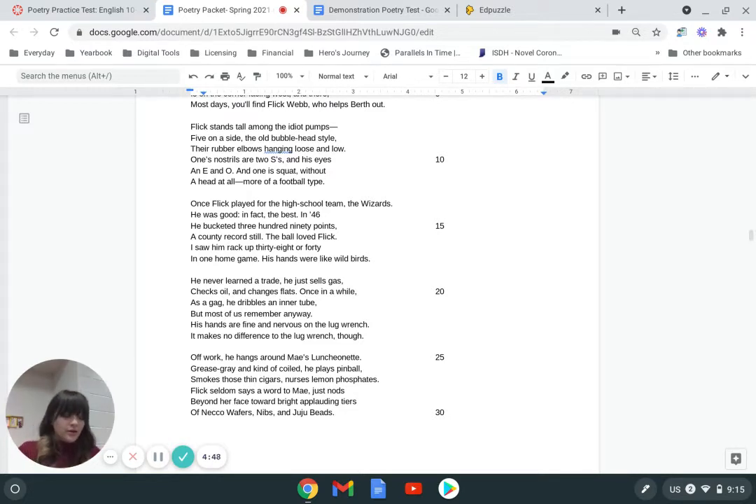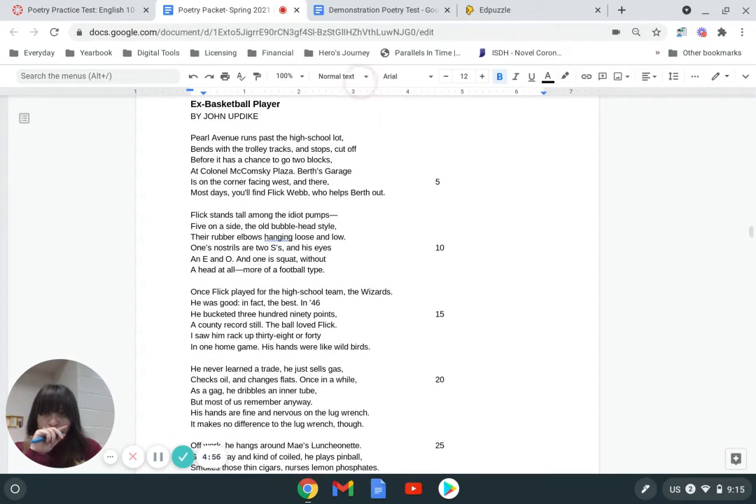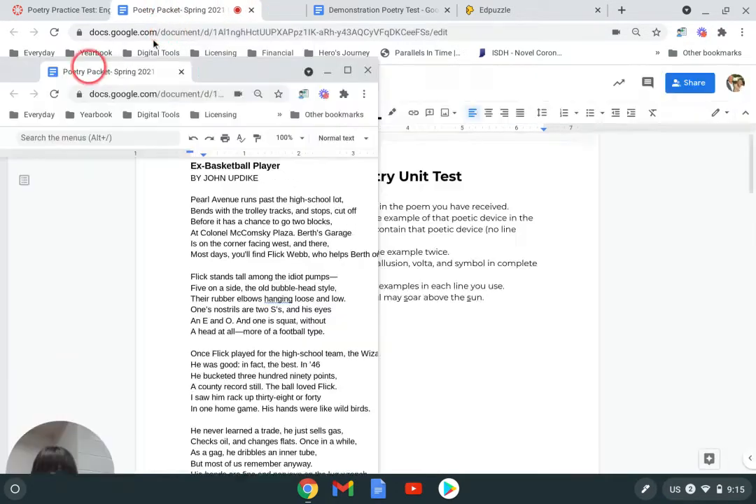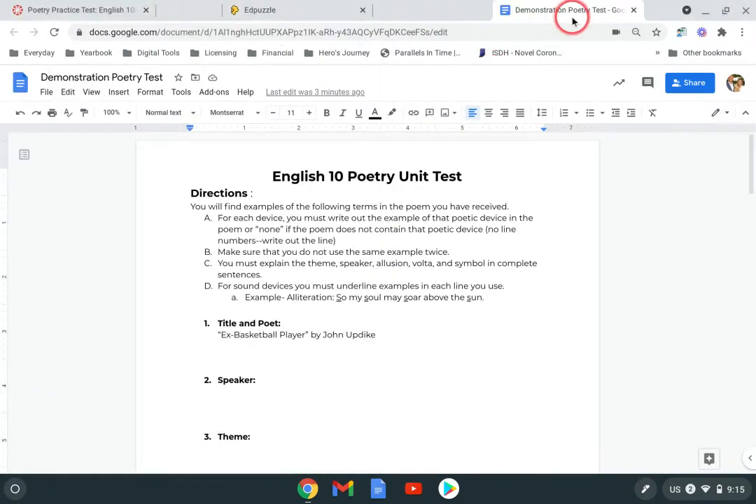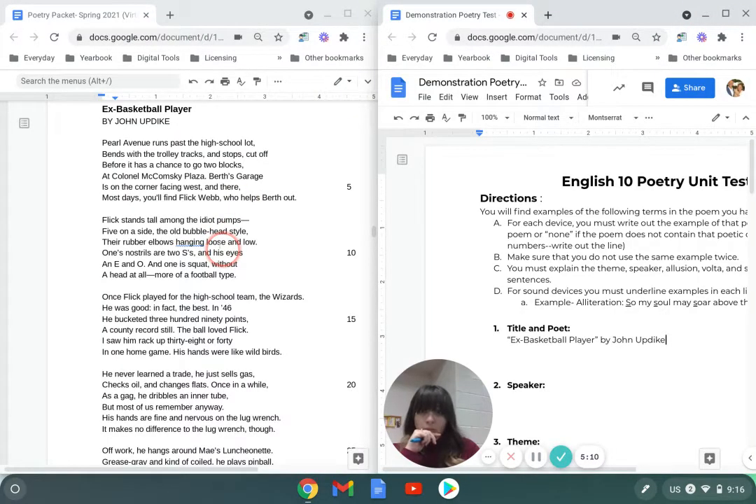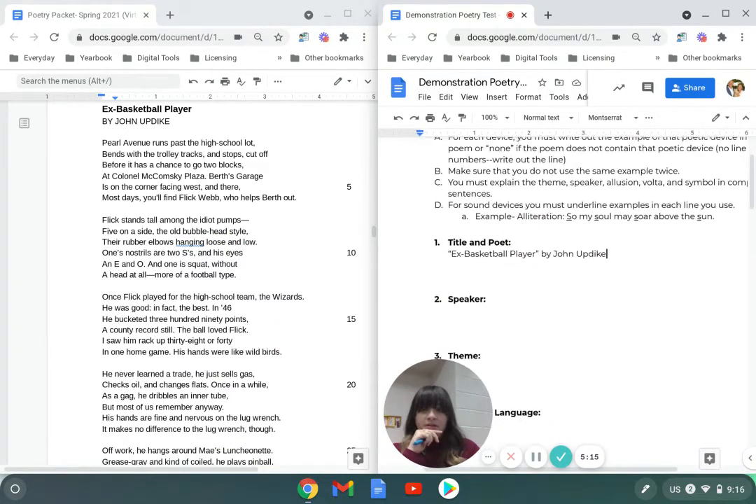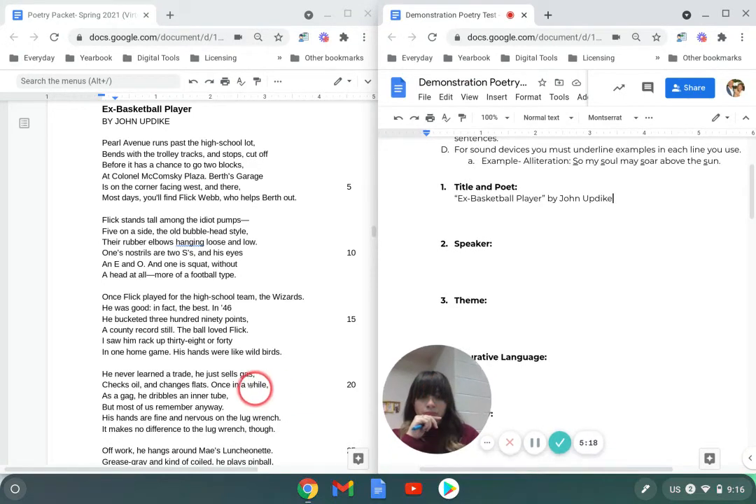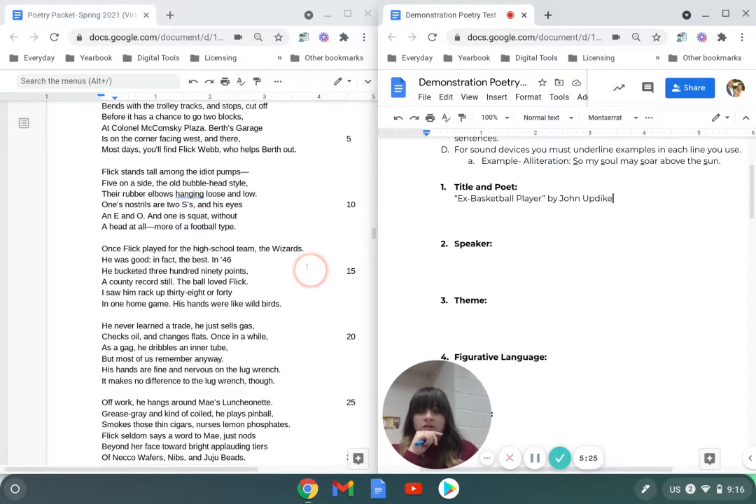As I was reading, I kind of recognized a few devices that I could find right away. So I'm going to see if I can actually, this would be nice if I could split my screen. We'll see if it'll let me. Okay. So I have the poem and then I have my poetry test here. So I've got the title of the poem here. I'm going to answer the speaker question next here.